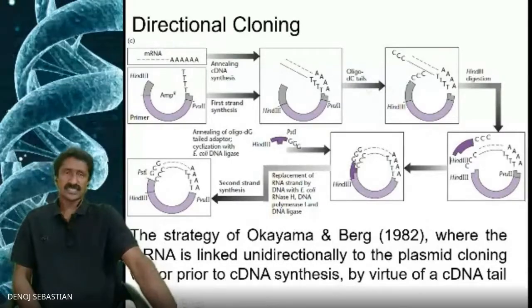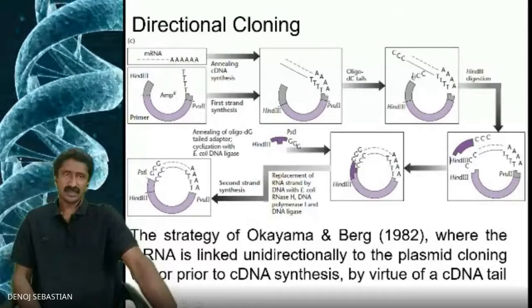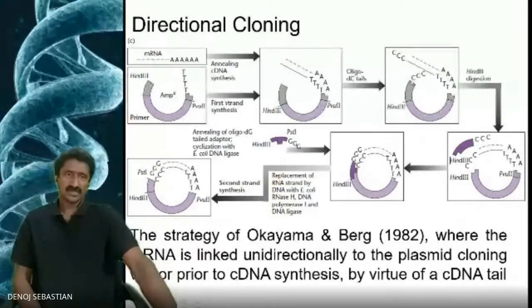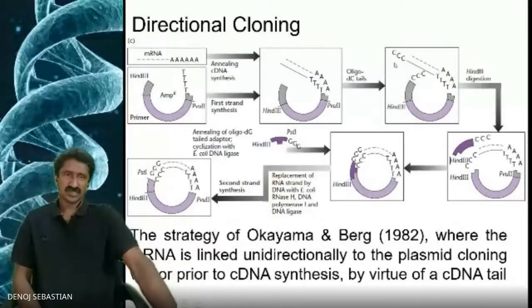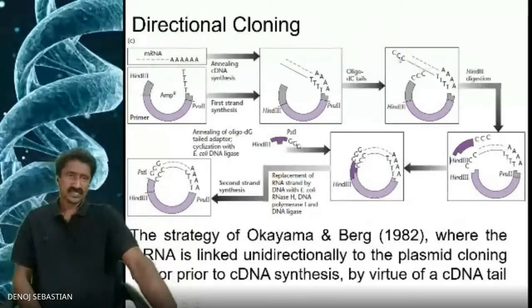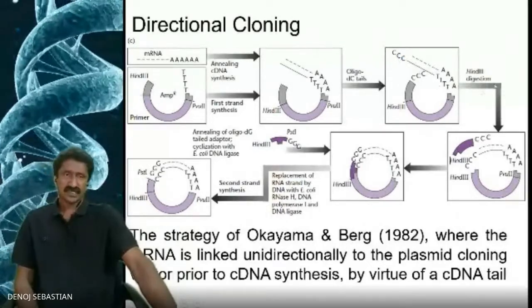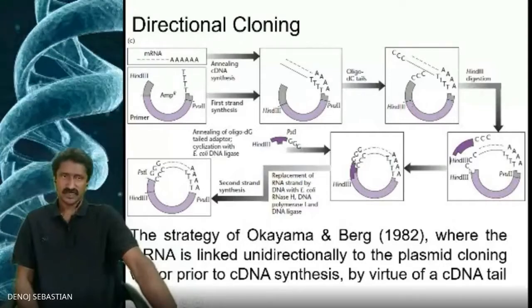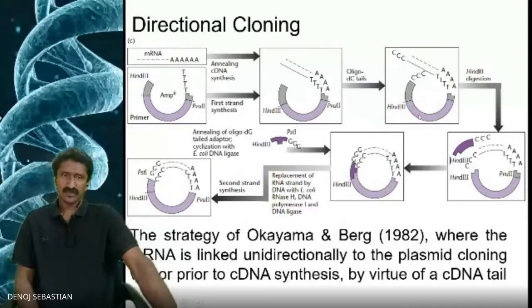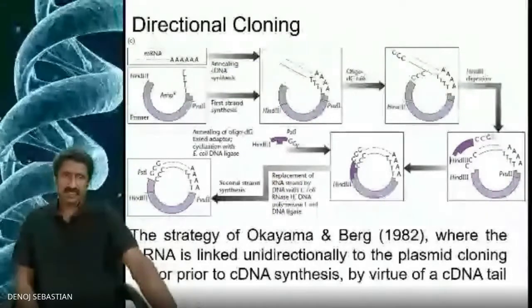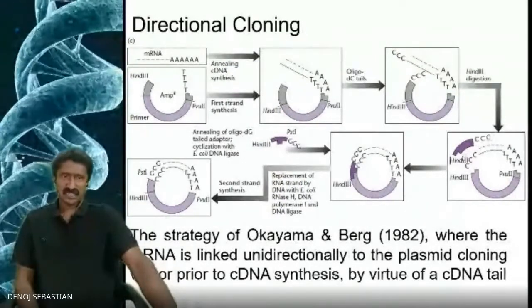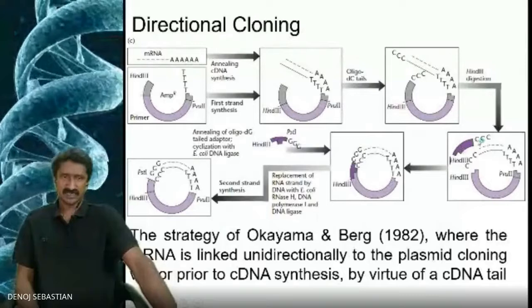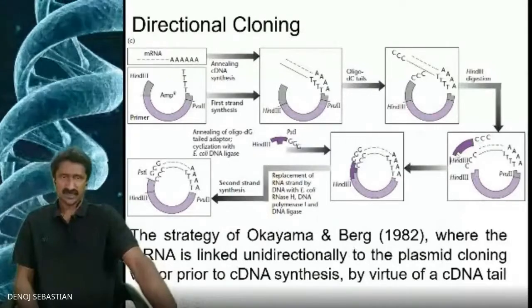Then you are attaching an oligo C tail at the ends. So the oligo C will be attached on both ends of this construct and the newly synthesized strand. Then a HindIII digestion is given. The HindIII digestion will cut at this point, and it will remove one of the fragments with the poly C and HindIII site. That site is actually removed from that fragment.